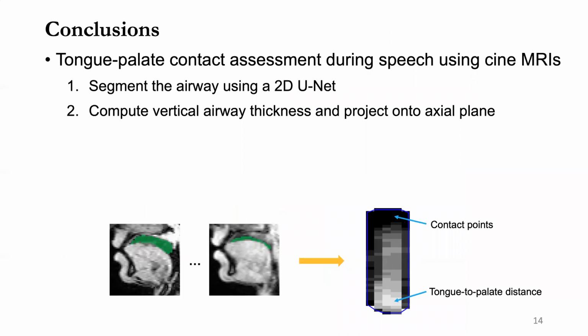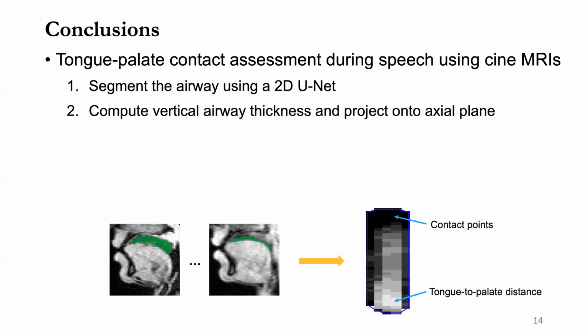In this paper, we present a new method of tongue-palate contact assessment during speech using Cine MRI images. Our method first segments the airway in the sagittal cine slices using a 2D UNet. Then, the vertical airway thickness in the superior-inferior direction at each time frame is computed and projected onto the axial plane to generate a sequence of MR palatograms.